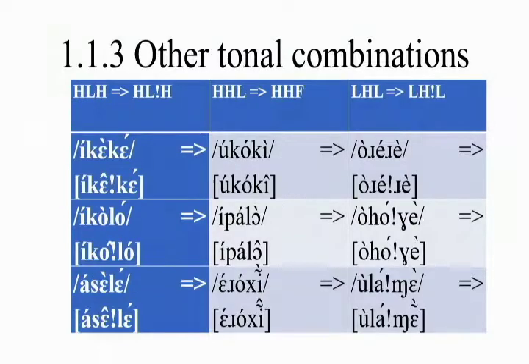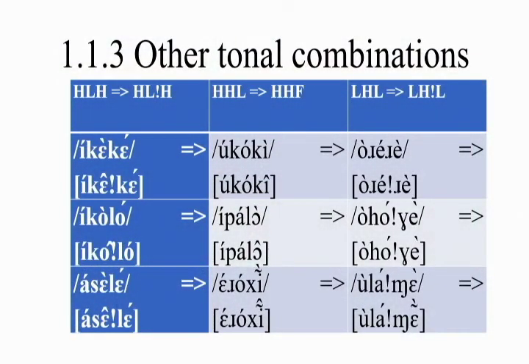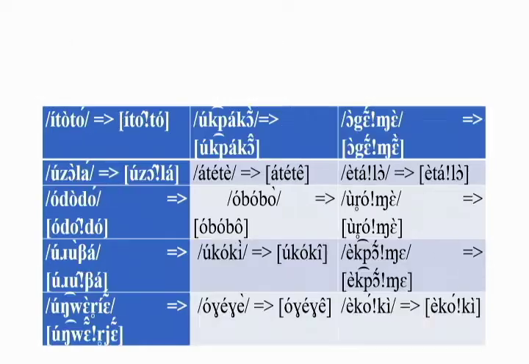Then another tone pattern, that is, you have the low, high, low. They are lined up phonetically as low, high, down step, low. Orere, Uhoge, Ulame, Ogeme, Etano, Urome, sorry.